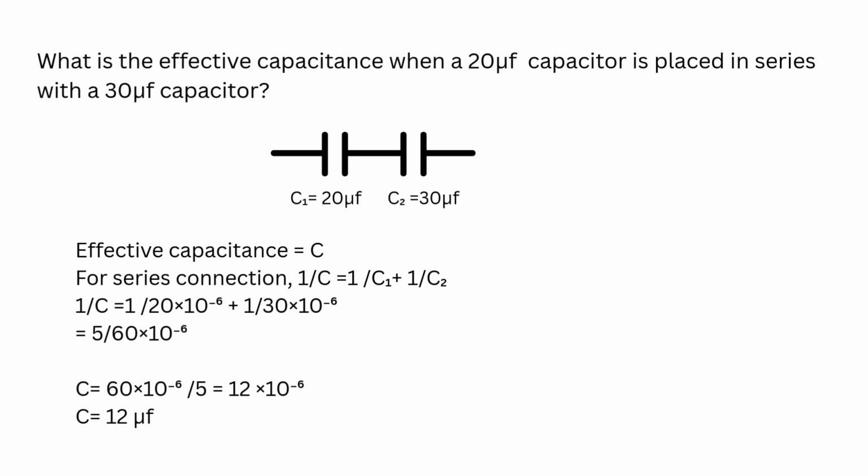Let's do a problem. What is the effective capacitance when a 20 microfarad capacitor is placed in series with a 30 microfarad capacitor? We know for series connection, 1 by C is equal to 1 by C1 plus 1 by C2. By substituting the values, the effective capacitance C is calculated to be 12 microfarad.